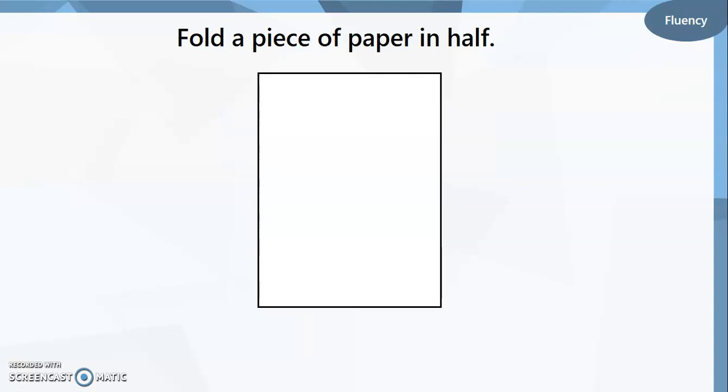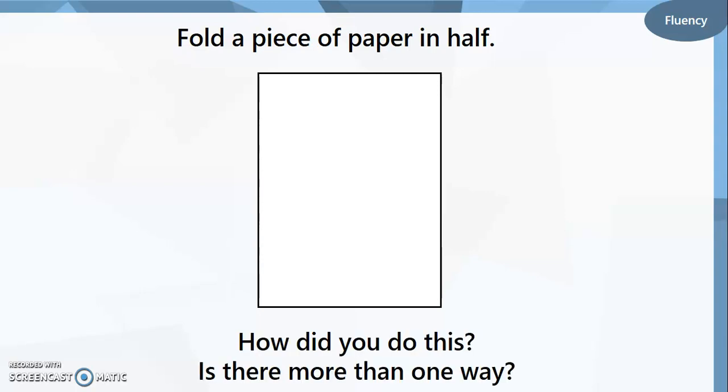Folding a piece of paper in half. This is a good activity for art and DT as well, if you can match up the corners and make it as close to a half as possible. So see if there are different ways you can do that. Can you have your paper at different angles? And try and make sure that it's exactly a half.